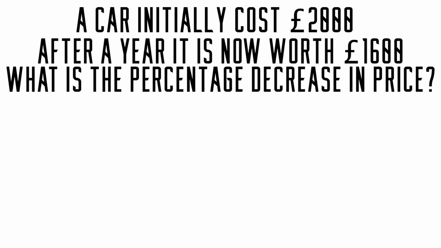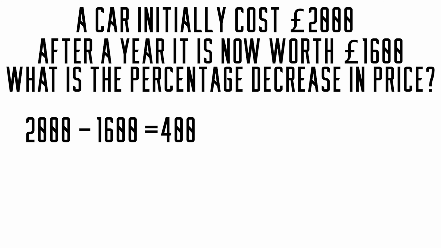First we find out the difference between the two amounts. We can do this by subtracting 1,600 away from 2,000. If we do so, we have a difference of £400. Now we can divide this £400 by the original amount of 2,000.